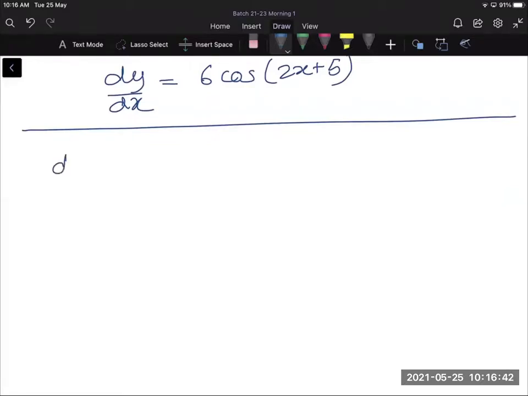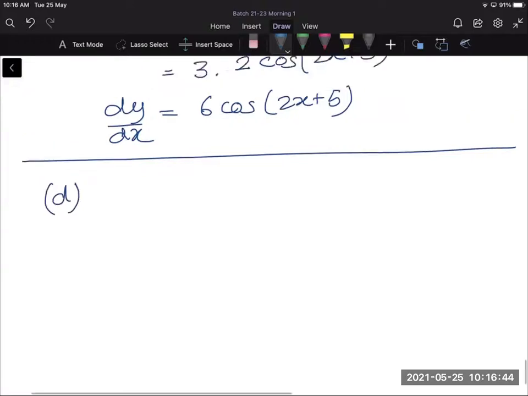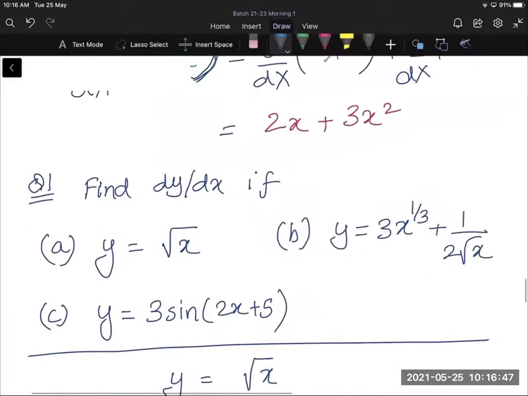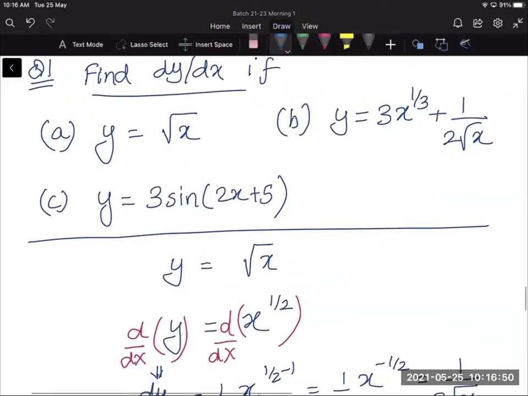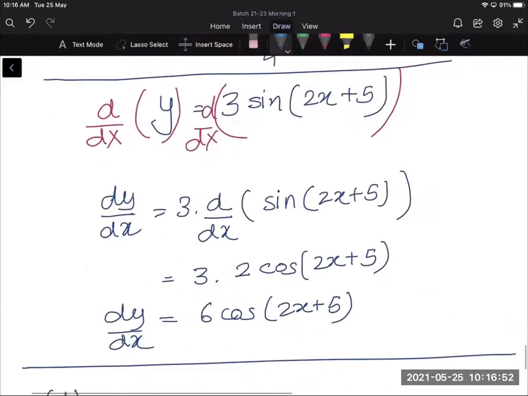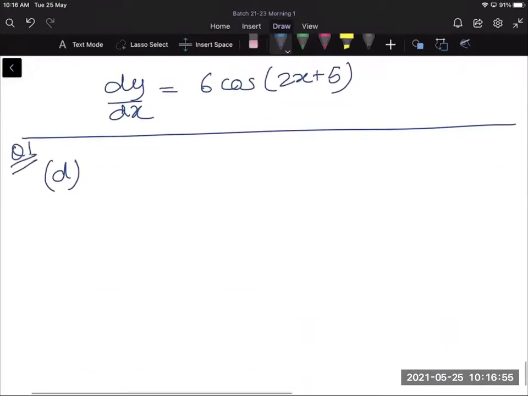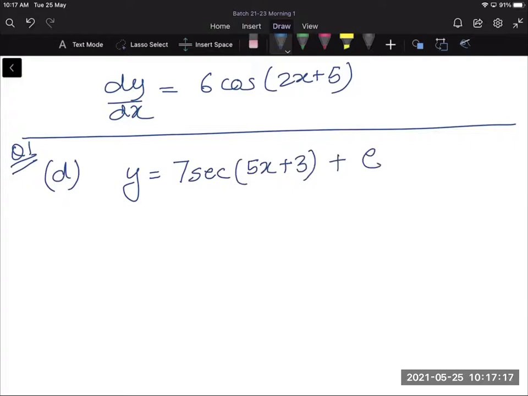Do some more. So I'm continuing with this question. Question 1, D. Y is equal to 7 sec 5x plus 3 plus e raised to the power 2, e raised to the power 3x plus 2.